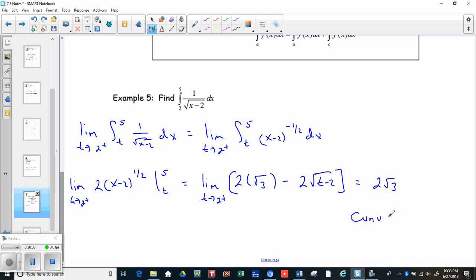Therefore, that integral was convergent. We actually could find the finite value, even though this had a vertical asymptote at x equals 2, because we got 2 square roots of 3 as the limit of the integral. All right, moving on.